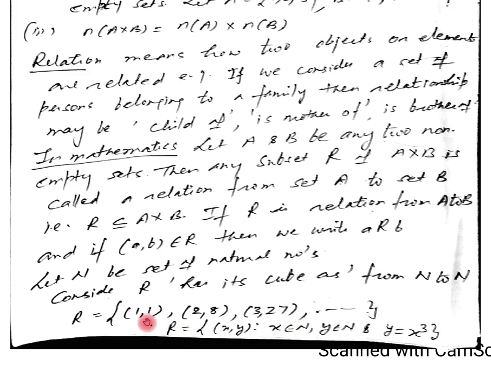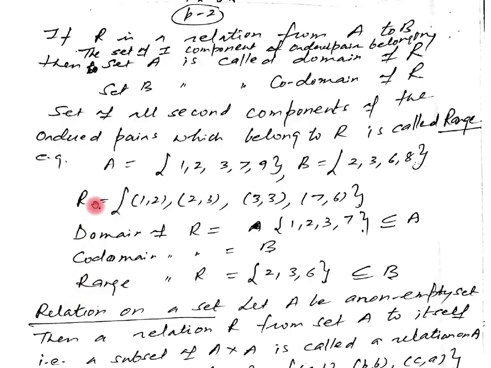Now this is a simple meaning of relation. Let us know something more about relation. If R is a relation from A to B, then the set of first components of the ordered pairs belonging to set A is called the domain of R. We have studied this in the 11th class. So the words here are domain, codomain, and range. Let me explain it again. If R is a relation from A to B, then all the elements of R should be in the form of ordered pairs.